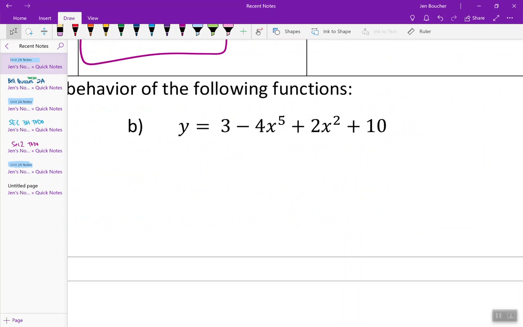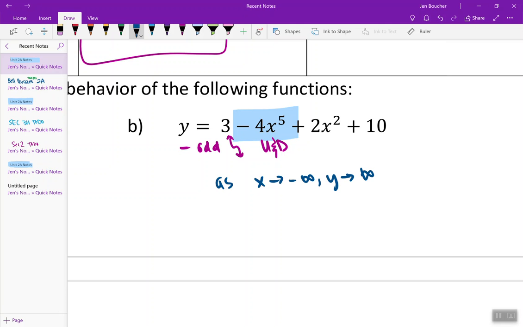Okay, so is this up, down, up? This one is negative odd. So it slithers like that. So it is an up, down, right? So negative odd because of this term right here. So how does it look? As x approaches negative infinity, y approaches, we're going to say up. How do you say that? Infinity. Infinity, y approaches negative infinity.